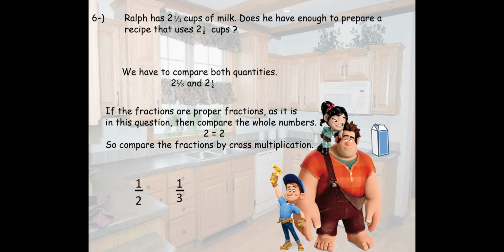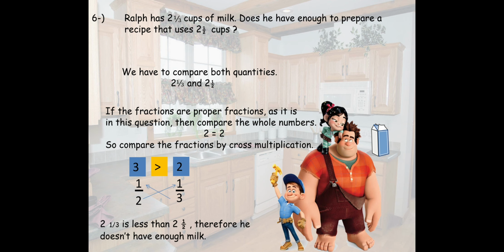Here we will multiply the denominator 2 by the numerator 1, and we get 2. And then we'll multiply the denominator 3 by the numerator 1, and we get 3. Therefore, 3 is greater than 2, so a half is greater than 1/3. Therefore, 2 1/3 is less than 2 1/2, so he doesn't have enough milk.